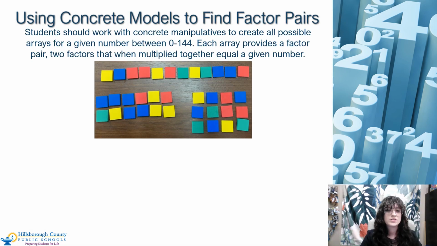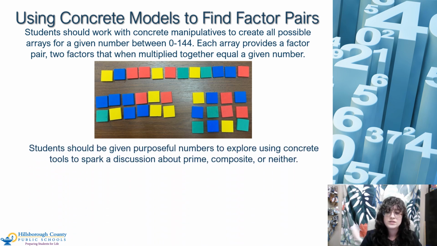As we begin our work with factor pairs, we want our students to use those concrete manipulatives to be able to create all possible arrangements and arrays for a given number between 0 and 144. Each array provides a factor pair, which are two factors that when multiplied together equal a given number. On the screen I have the number 12 and I've arranged it into several different arrays. I have one row of 12, two rows of 6, and three rows of 4. Each of those individual numbers is a factor of 12, and when I put them together, so 3 and 4, that is a factor pair because 3 times 4 equals 12.